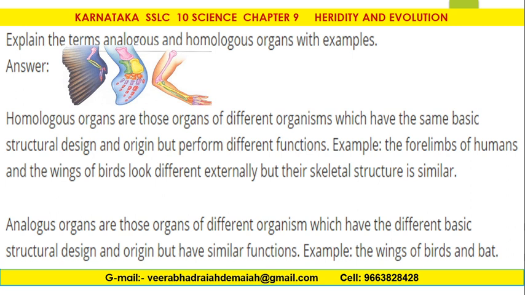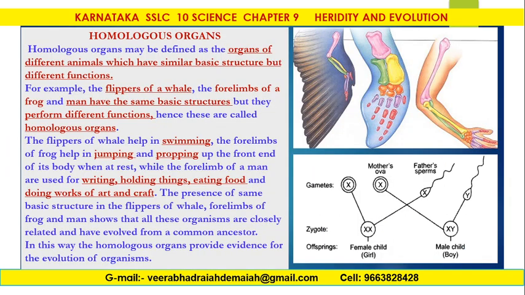Homo means same structure. Analogous organs are those organs of different organisms which have different basic structural design and origin but have similar functions. Example, the wings of birds and bats. So birds are different, bats are different.